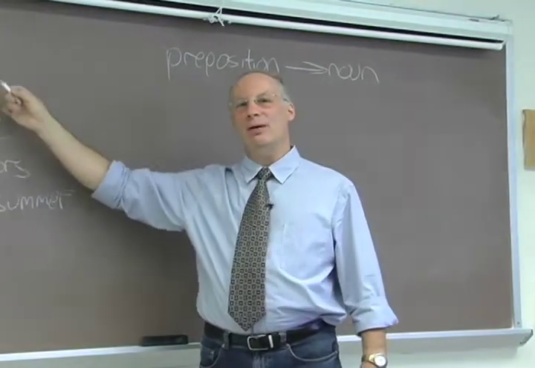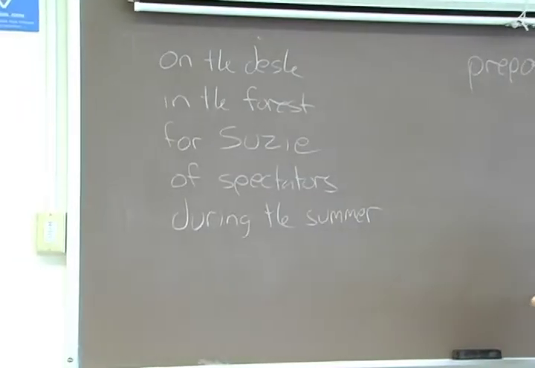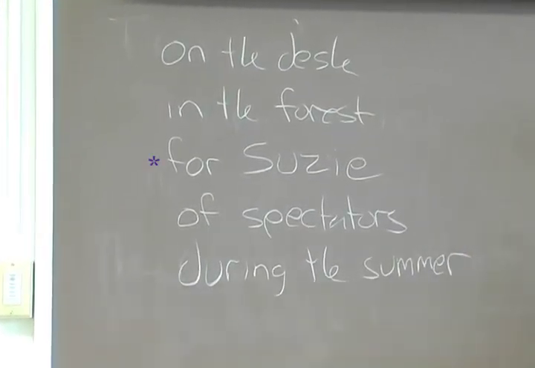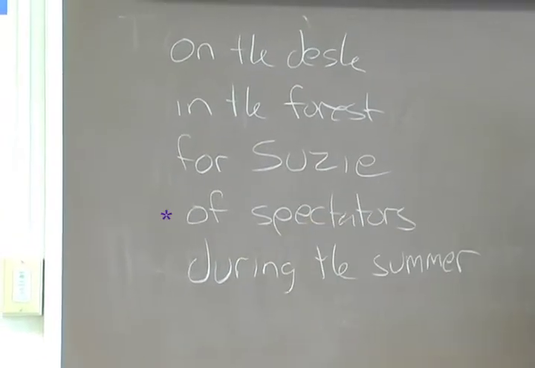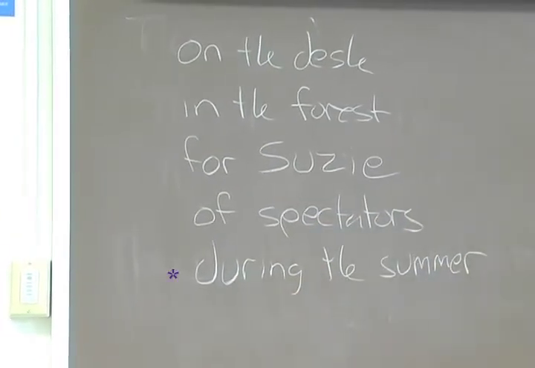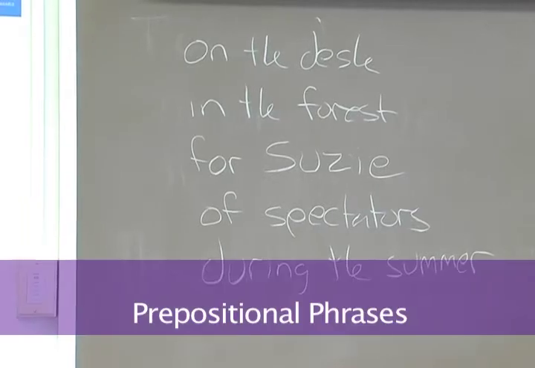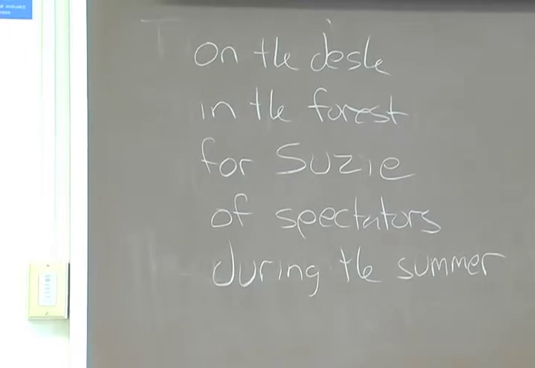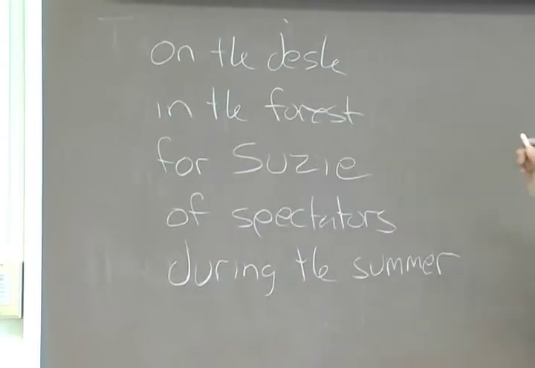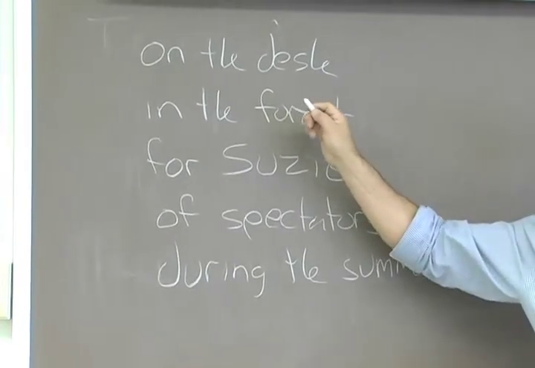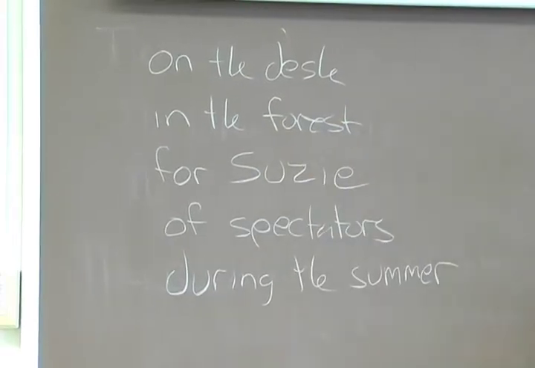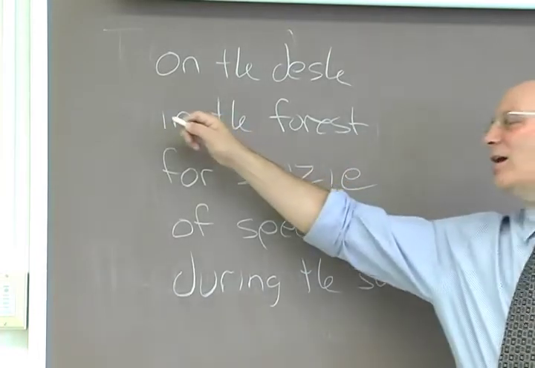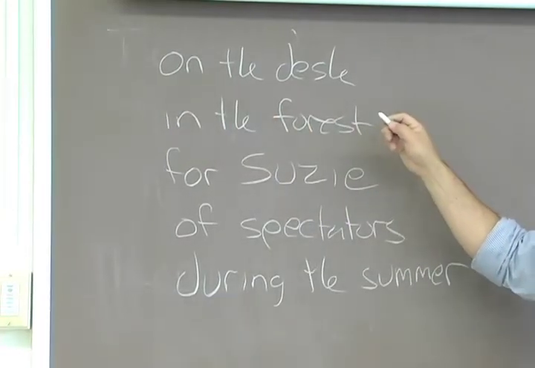So here are some examples of prepositional phrases. On the desk, in the forest, for Susie, Susie is our camera person, of spectators, during the summer. All of these are prepositional phrases. They go from the preposition to the next noun. You notice it wouldn't matter if I added words, you'd still just have one prepositional phrase. I could say, in the dark, scary forest. The prepositional phrase would start with in and it would go to the next noun, forest.